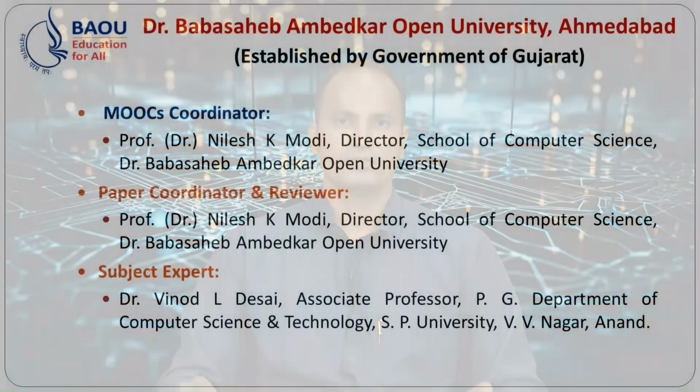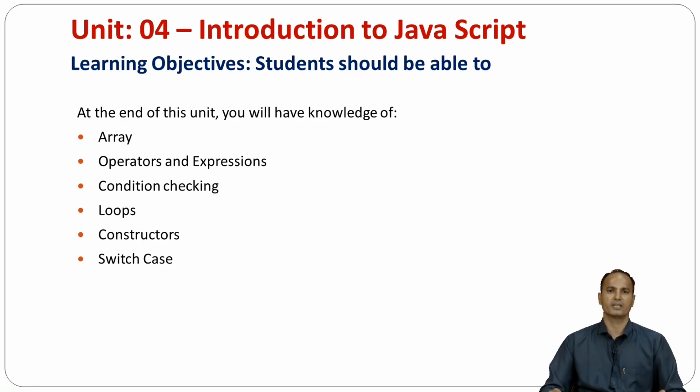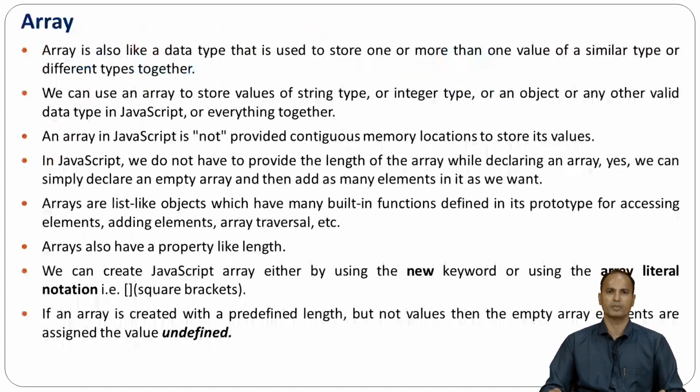In the previous sessions, we talked regarding introductions to JavaScript, the evolution of JavaScript, how we write JavaScript either internally or externally, how we declare variables and manipulate them, and how they are implicitly and explicitly converted to the various data types. Now in these sessions, we will talk about arrays, operators and expressions supported by JavaScript, condition checking, loops, constructors, and various control statements.